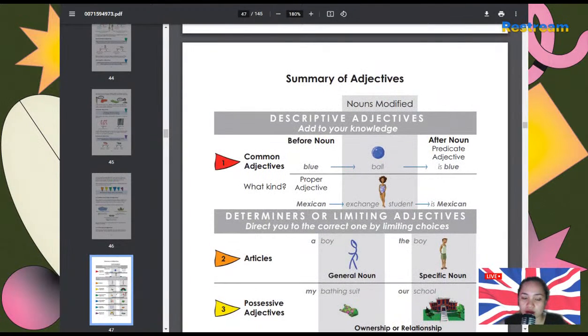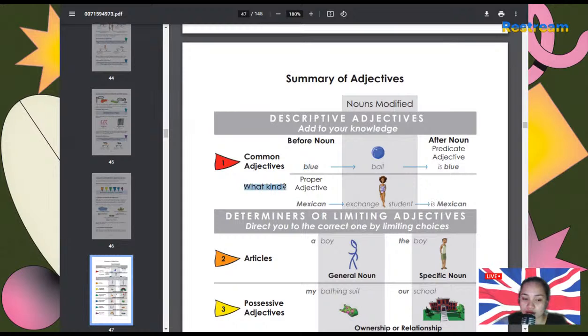We started with the descriptive adjectives. Remember, when we say descriptive adjectives, these are the common adjectives that we use in everyday conversation to describe a pet, someone or something, or even a place. We have here the nouns being modified in this table. You also have here the before noun and the after noun. The common adjective is also given here.